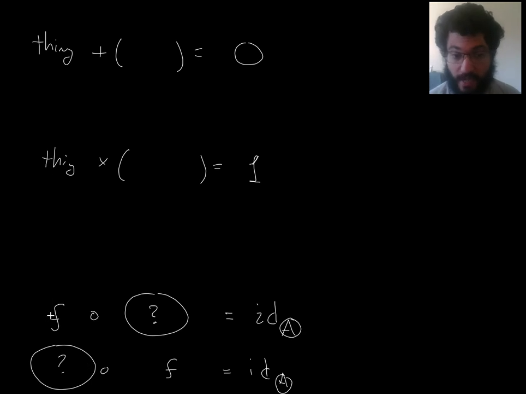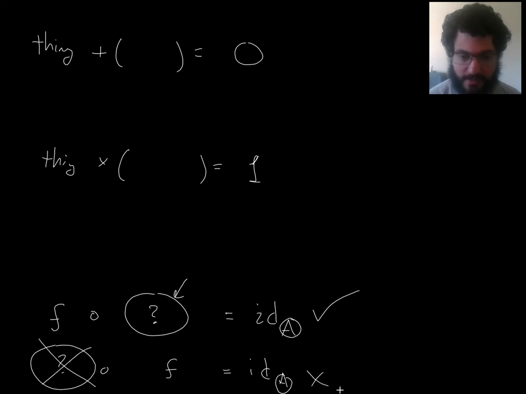Sometimes there's something that fits here and makes this true, but there's nothing that fits here, and this is more like dividing by 0 or something like that. In those situations, you might say f is right invertible but not left invertible. So things can get a little more interesting.